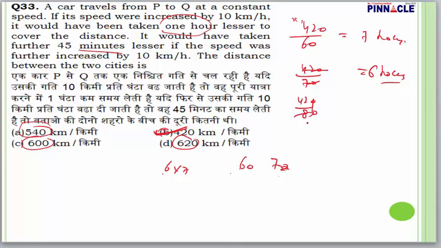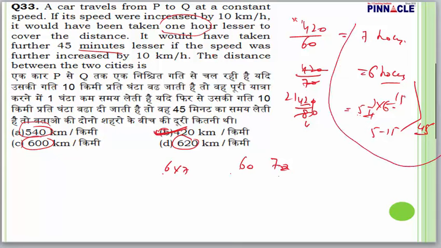So 420, and that should be equal to 21 by 4, that is 5 and 1 by 4, which you can convert into 5 hours 15 minutes. So 5 hours 15 minutes means again 45 minutes less, which is also satisfying this condition if the speed was further increased by 10 km per hour. So in this way we found that it is satisfying all conditions.